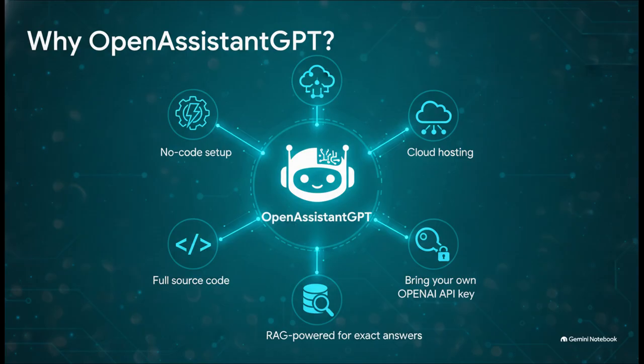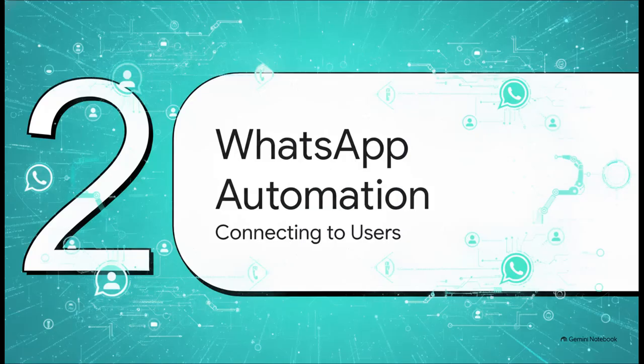Okay, so we've got our text brain. Now we need to let it actually talk to people. Moving on to section 2, dominating WhatsApp automation. Let's connect this thing to the users.